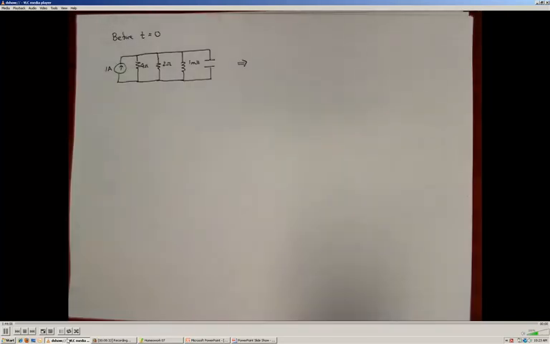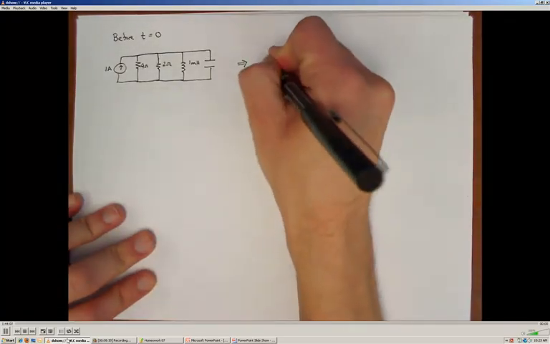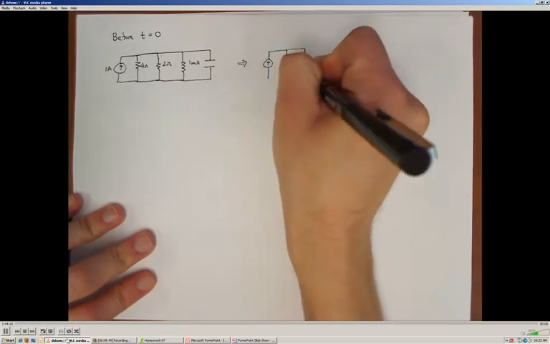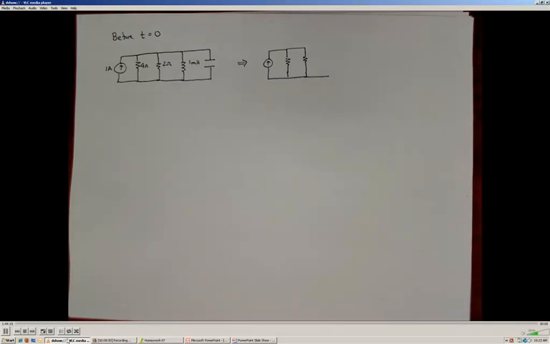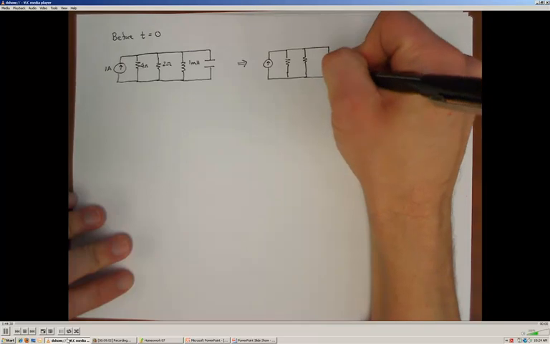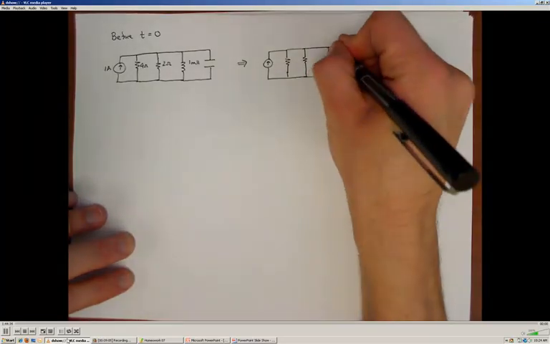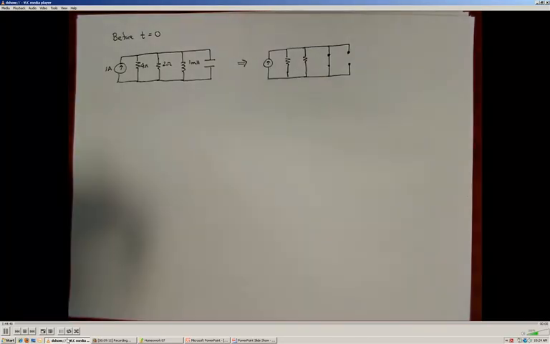Now I know that if it's been operating in the DC steady state, my resistors are not going to change their behavior. But I do know that an inductor, since it's been operating in the DC steady state for a long period of time, the magnetic field of the inductor has been fully established, and therefore current is allowed to flow freely through the inductor, and therefore the inductor acts like a wire. And I also know that the capacitor, if it's been operating in the DC steady state for a long period of time, is going to act like an open circuit.